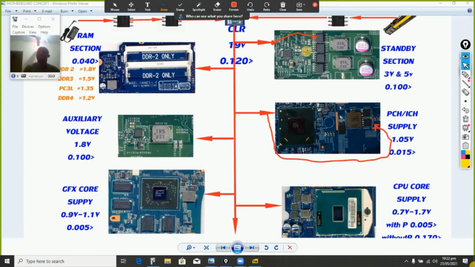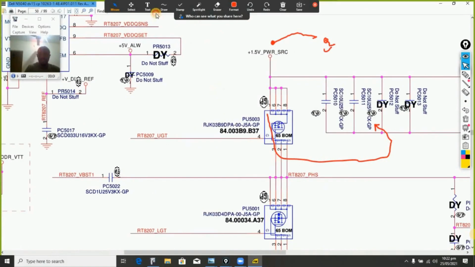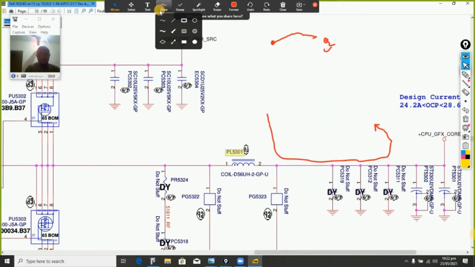Whenever we say it's going to every section, but let's just leave it like that for now. So once the 19 is getting fed here, this particular IC uses that avenue to generate the 3 volt and 5 volt. Remember, 19 is coming to the standby IC directly on its own. We are talking about every other section here, not standby basically.